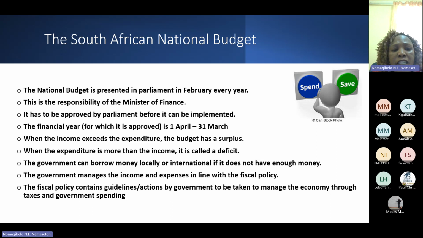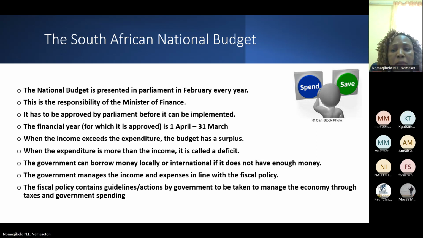When the expenditure is more than the income, it is called a deficit. The government can borrow money locally or internationally if it does not have enough money. The government manages the income and expenses in line with the fiscal policy. The fiscal policy contains guidelines and actions to be taken by government to manage the economy through taxes and the government spending.